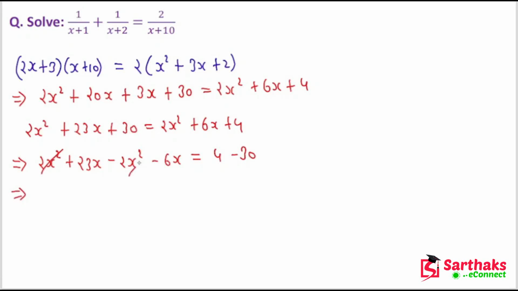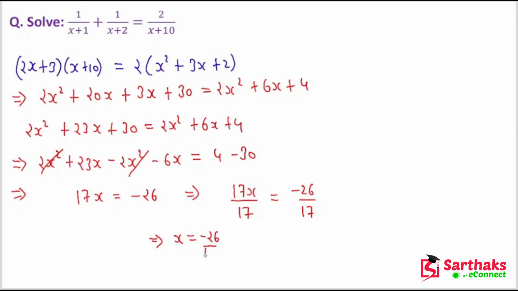Clearly 2x square will be cancelled by 2x square and 23 minus 6 would be 17x. Here 4 minus 30 would be 26, which is minus 26, right? Dividing both the sides by 17, we will get 17x upon 17 is equal to minus 26 upon 17, which will finally give us x equal to minus 26 upon 17, which is the final answer of this question. And you can put x equal to minus 26 by 17 in this question and verify that LHS is equal to RHS.